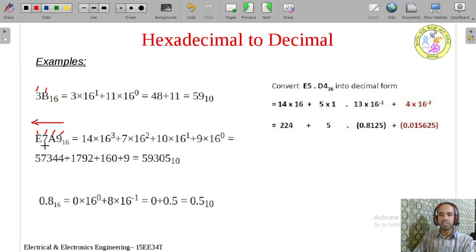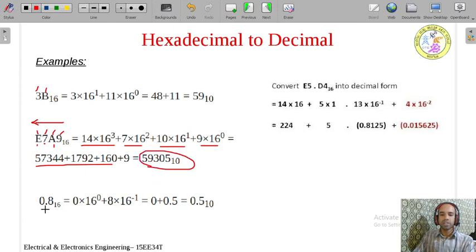So first write 9 into 16 power 0, A into 16 power 1, A is nothing but 10, and 7 into 16 power 2, E into 16 power 3, E means 14. Take the calculator, find out the squares and cubes of 16, then multiply with the corresponding digits, and then take the summation, which is equal to 59,305 in decimal.